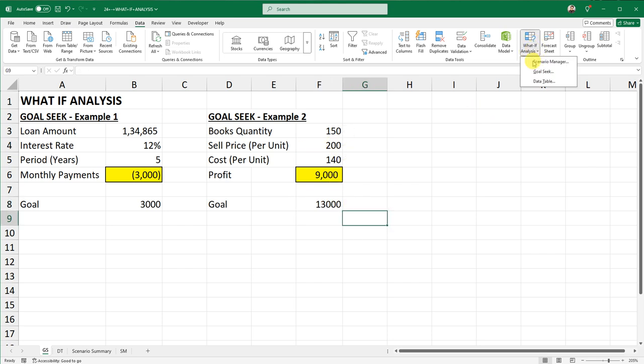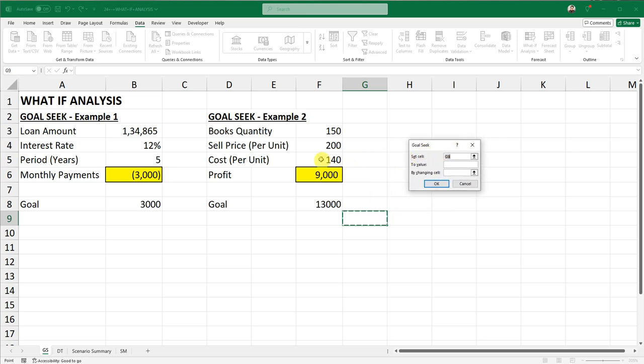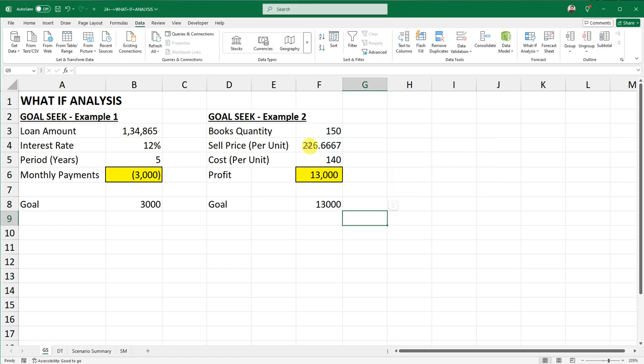We go to What-If Analysis, Goal Seek, and we need to set cell F6 to the value 13,000, which is the goal we have identified. And we pick a cell as the variable by changing it. So we pick the cell price per unit. And you can see that if we sell the book at rupees 226, we can get an ultimate profit of 13,000, right?